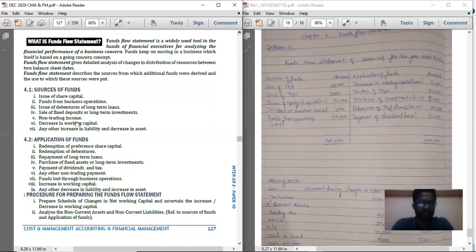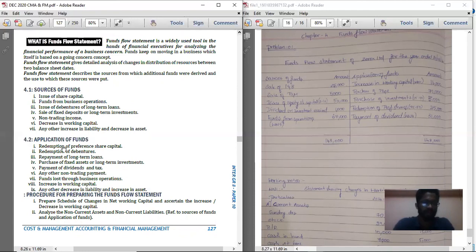So basically, source of funds are these kinds of different ones, and any other increase in liability and decrease in asset. See, when there is decrease in asset, for example, the value of land and building is 10 lakhs in the previous year and 5 lakhs in the current year. There is decrease in asset, which means there is sale of land and building. So the sale of land and building is nothing but source of funds. When you are selling your land and building, you are getting some fund which is coming into the business.